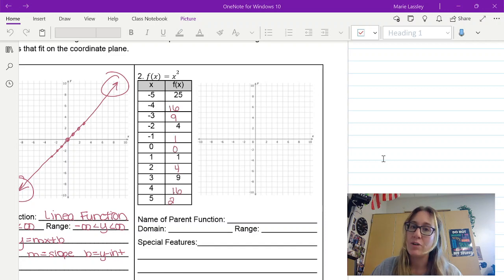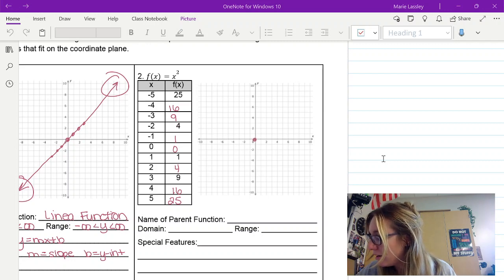Now, all these points are not going to fit on our graph, so we're just going to do our best to get the points to fit that we can. So we've got 0, 0, 2, 4, 9, and then we'll just mirror the points on the other side.